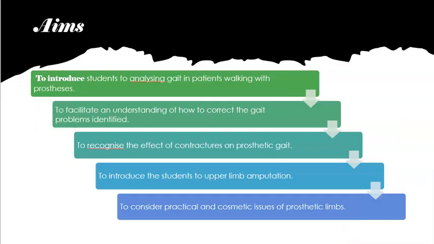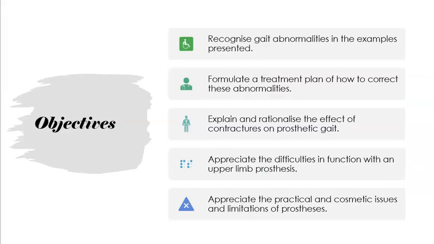So if we get into this, the aims of this are to introduce you guys to analysing gait analysis when you're working with amputee patients, and then that will help facilitate your understanding of the problems that we encounter in gait analysis. We want you to recognise the effects of things like contractures that we're always fighting. Fixed flexion contractures of the hip is the enemy here. Want to introduce you guys to some upper limb amputees, and then just having a look at some of the practical and some of the cosmetic issues around prosthetic limbs.